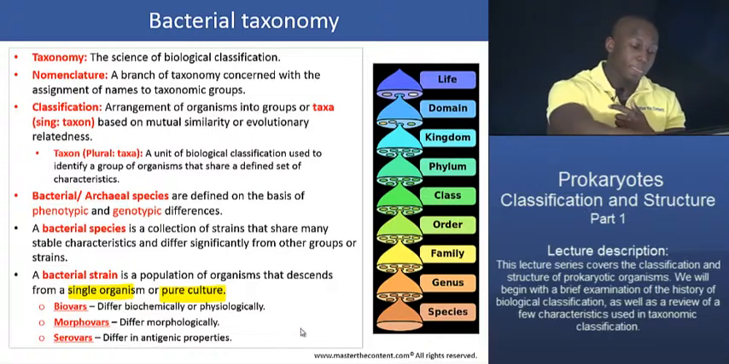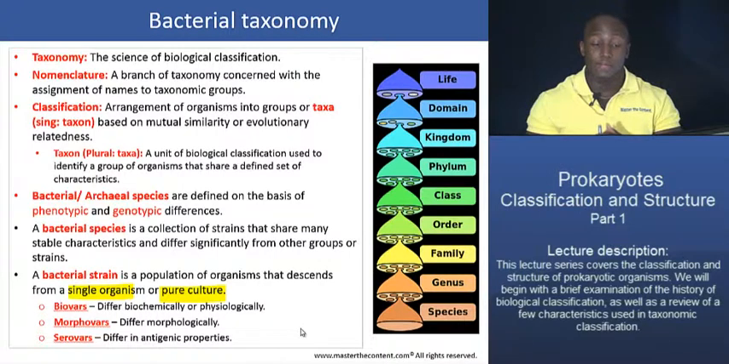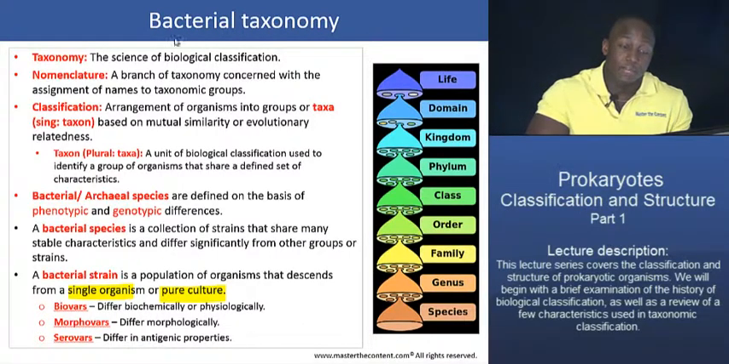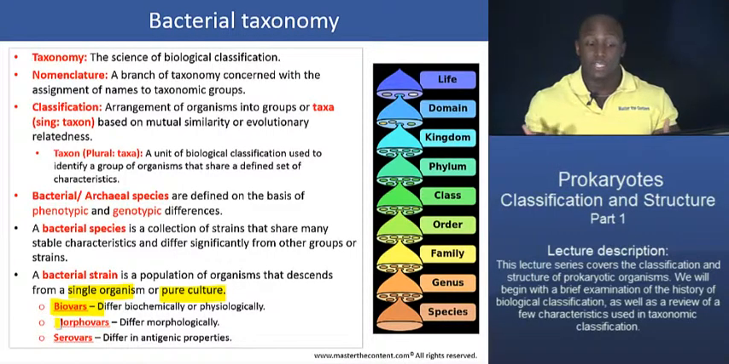There are a few important terms in relation to bacterial strains that I want you to take note of. I want you to know what a biovar is. A biovar is basically a bacterial strain, or strains, that differ biochemically and physiologically. So you can have two biovars with different biochemical and physiological characteristics, which would lead you to classify them as different strains.